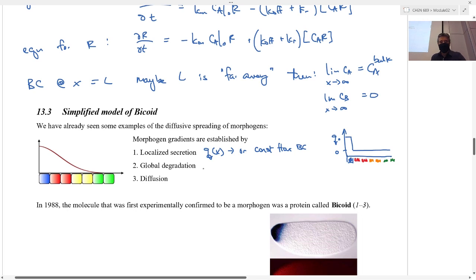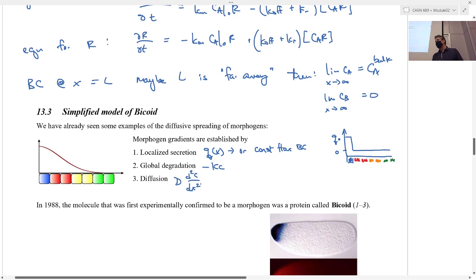Morphogens also typically, when you write down equations, have some sort of global degradation term, right? Some first order degradation, because you don't ever assume that a protein has an infinite lifetime. And then you have diffusion, which of course is D times your second derivative in space.